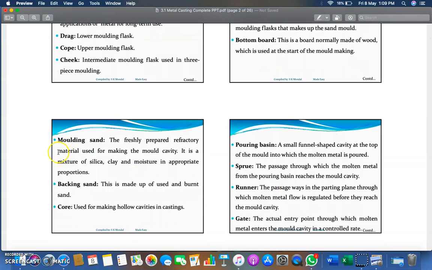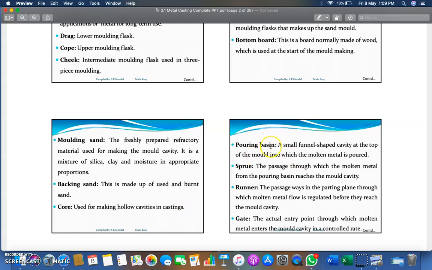Now, molding sand, the freshly prepared refractory material used for making the mold cavity. It is a mixture of silica, clay and moisture in appropriate proportions. Means you have to mix silica, clay and moisture as per the requirement of your molding sand. You have to prepare these things. Backing sand is made up of used and burnt sand.